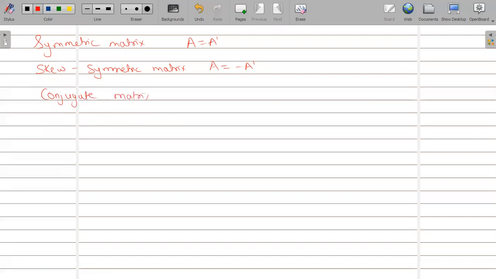Conjugate matrix. Now you're given, for example, A, which is 2 plus i, 2, 3, 2 minus i. Then A conjugate is 2 minus i, 2, 3, 2 plus i. I hope you have understood. I'm just writing the conjugate of the complex numbers.